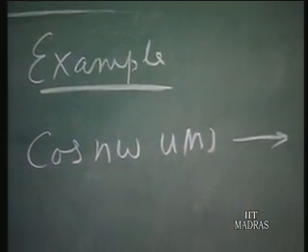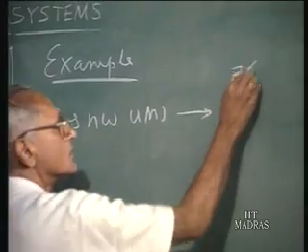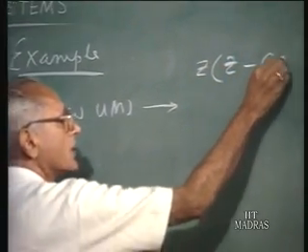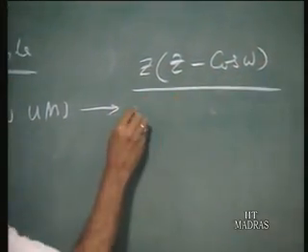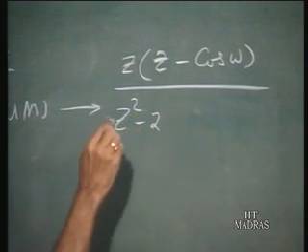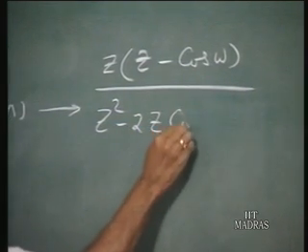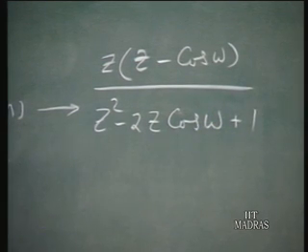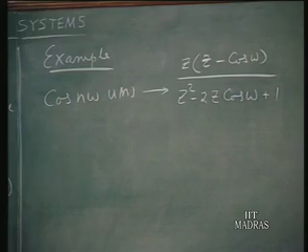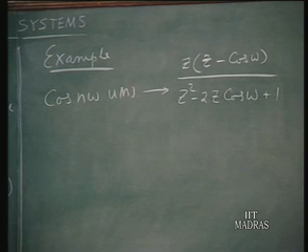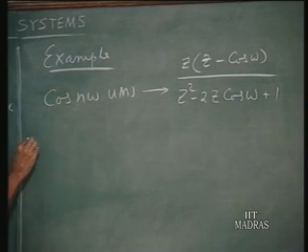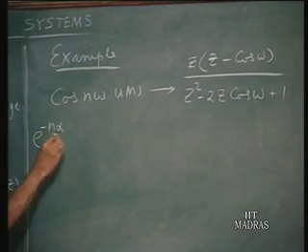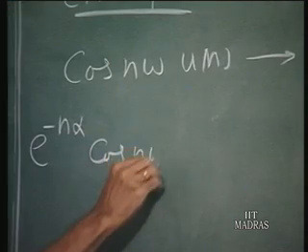We know that its Z transform is Z times (Z minus cos omega) divided by Z squared minus 2 Z cos omega plus 1. This is an important transform which you should keep in mind. You should remember this. Now, suppose instead of a sinusoidal function of discrete variable n as we have here, we have a damped sinusoid. Suppose I take e power minus n alpha cos n omega Un.